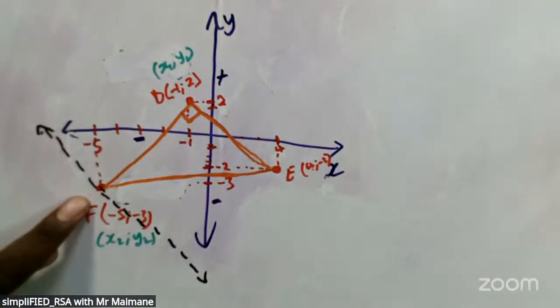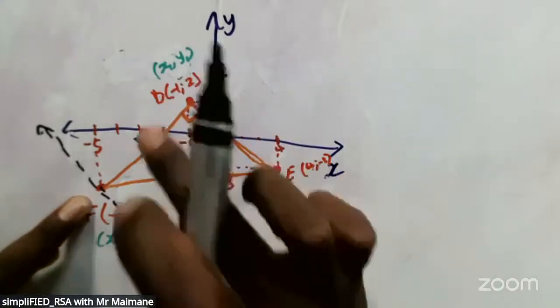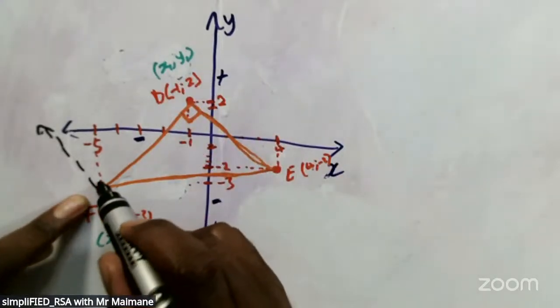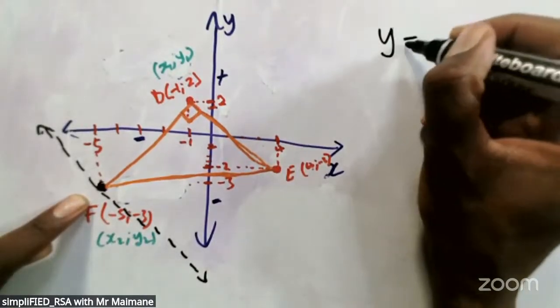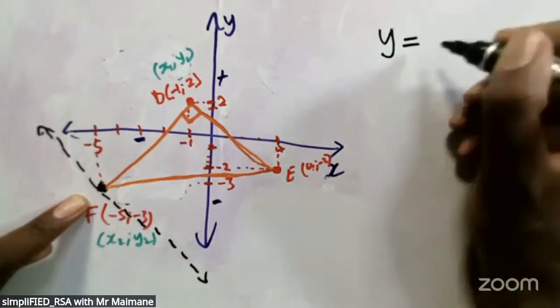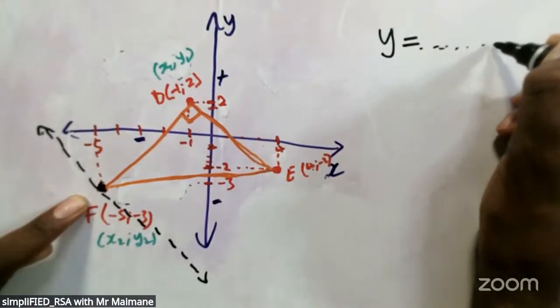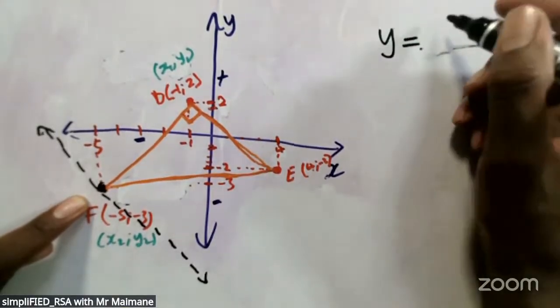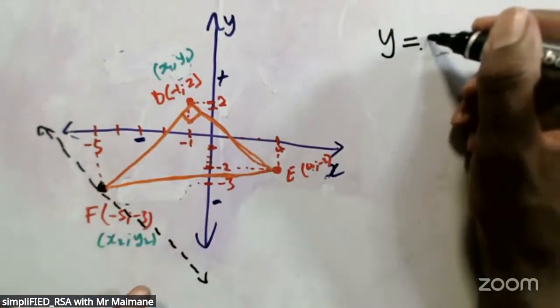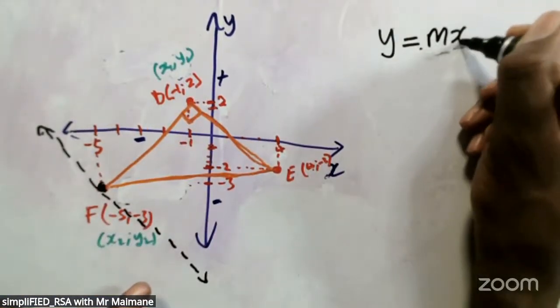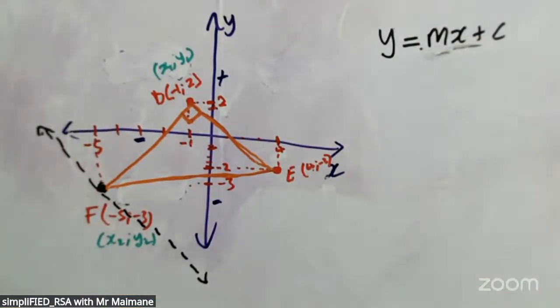That's the line. This line is parallel to DE, but it passes through F. And I must determine the equation of that line in the form of y equals something, which they never said. Since it's a straight line and it's parallel to a straight line, it's still going to be in the form of mx plus c.